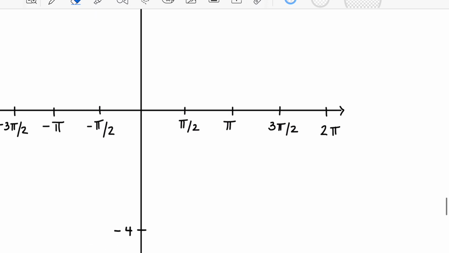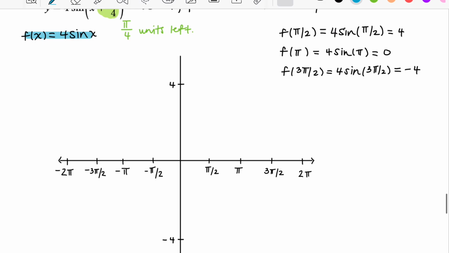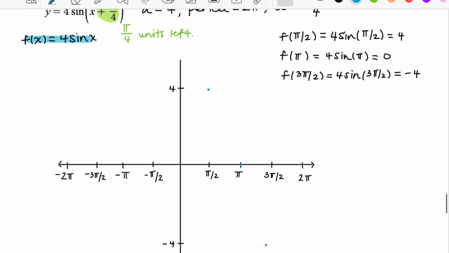And sorry, I want to color code this. We're using blue for our 4 sine of x here. So at pi over 2 we have 4, pi is 0, and 3 pi over 2 is minus 4. And then repeating this, if we plug in 2 pi into our function, we'll get 0. At 0, we'll get 0. Minus pi over 2, we'll get minus 4. At minus pi, we'll get 0. Minus 3 pi over 2 gives us positive 4, and minus 2 pi gives us 0.